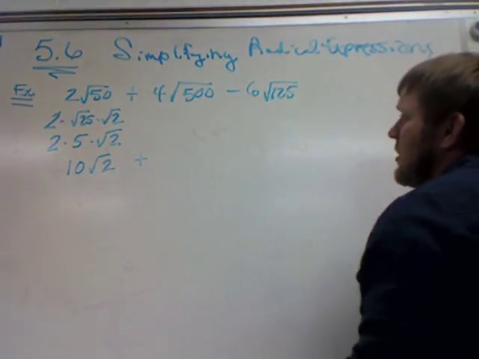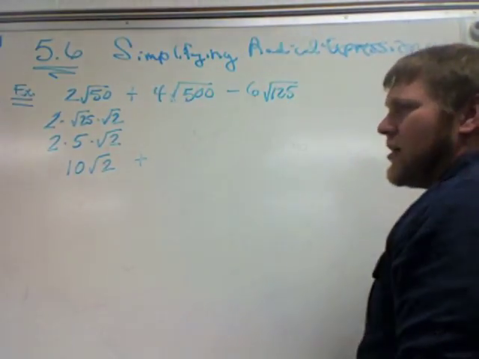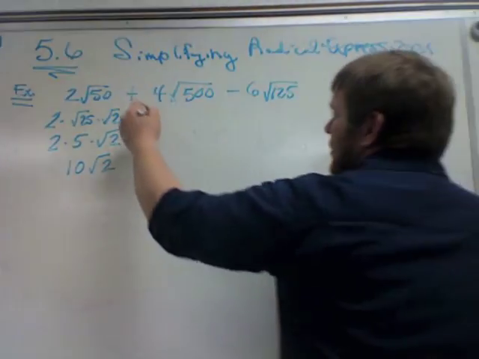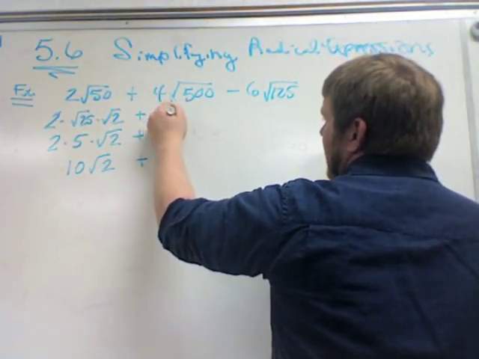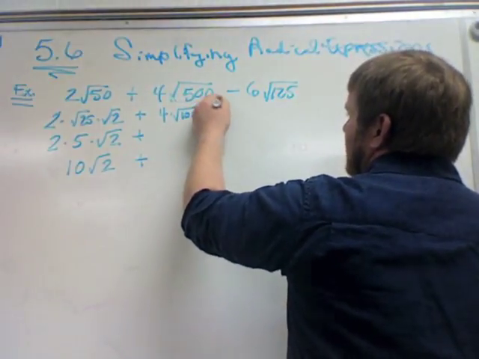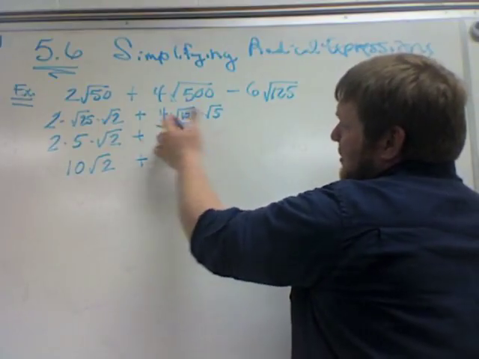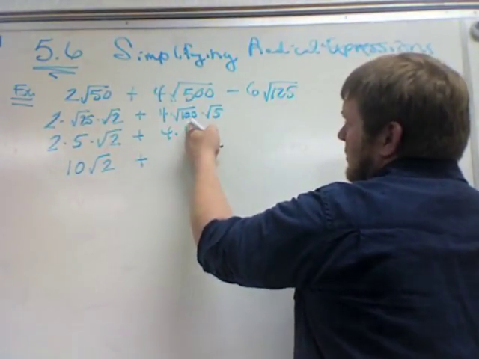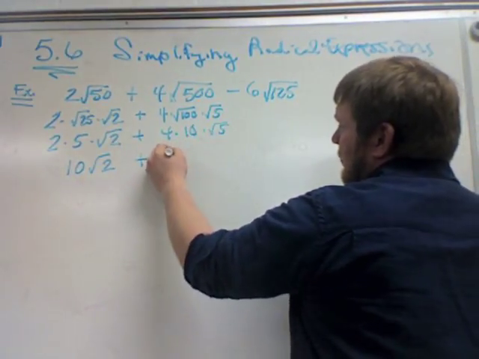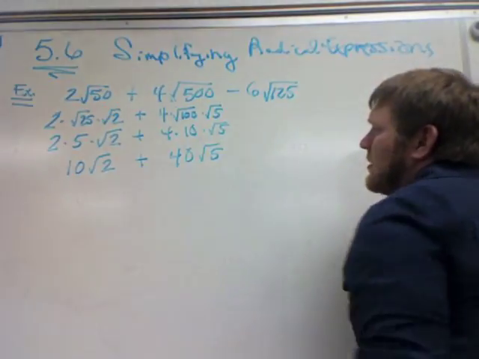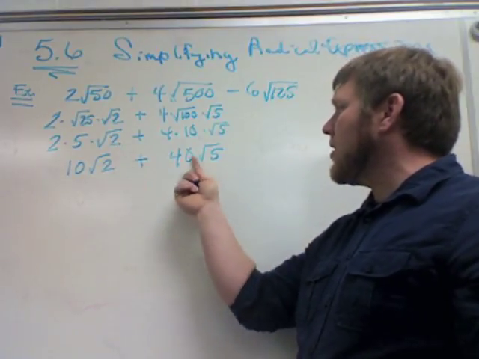So notice I'm going term by term here when I simplify, and then at the end maybe I can combine like radicals. The similar thing here, what's the square root of 500? I know that 100 is a perfect square, so I'll have 4 times the square root of 100 times the square root of 5, since 100 times 5 is 500. Split that up, I get 4 times 10, because the square root of 100 is 10, times the square root of 5. I get 40 square roots of 5. Okay, and these are not like terms, so I can't really combine them, because they have different radicals.